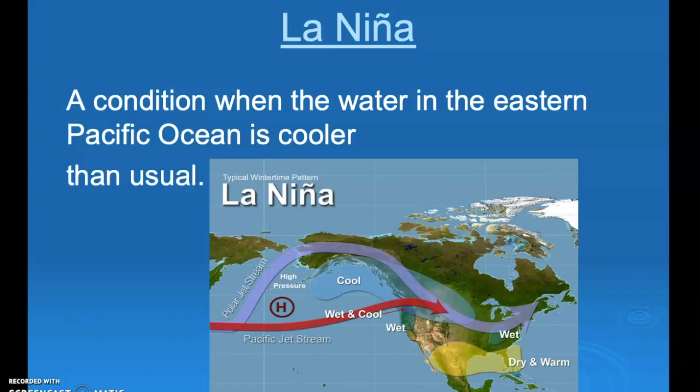All right, so hopefully that gave you a better understanding of El Nino, and now we're going to talk about La Nina. So La Nina is the opposite of El Nino, and that's a condition when the water in the eastern Pacific Ocean is cooler than normal. So you can see that the opposite is happening based on this picture if we compare it with the previous picture. And so here's a little description about that.